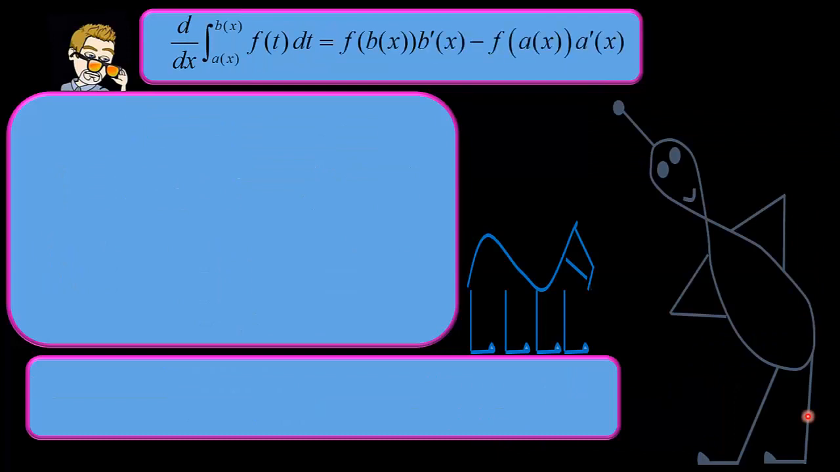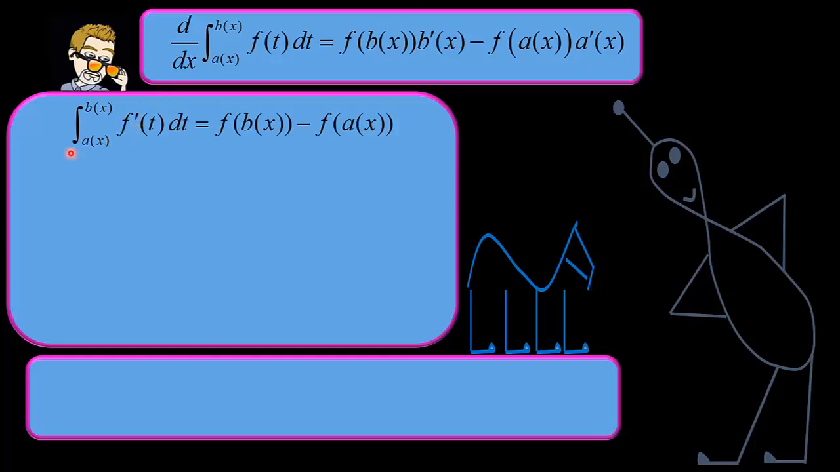Now let's look at what happens if we have a function of x in the lower limit and the upper limit. So here we've got this derivative of this integral, and what we're going to find is it's going to equal f of b of x, the upper limit, times the derivative of b of x, minus f of a of x times the derivative of a of x. Okay, so this looks complicated. Let's see how this works.